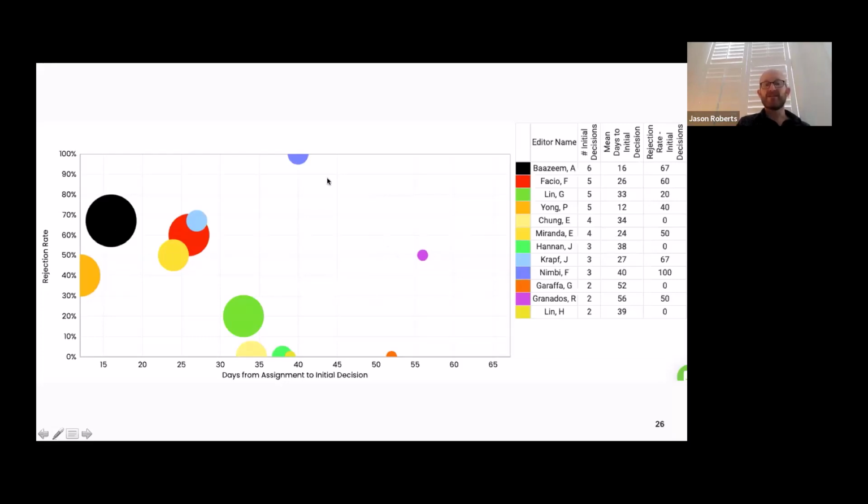You can divide this into quadrants, and this is why I like it. It's a nice visual shortcut when you've got a lot of editors as to which ones are maybe not performing well. The ones I've defined as not performing well, if you want to have a fairly high rejection rate and a quick turnaround time, are going to be people in this bottom quadrant, because they're taking a long time to get to their initial decisions, and they're not rejecting at a particularly high rate, at less than 50%.